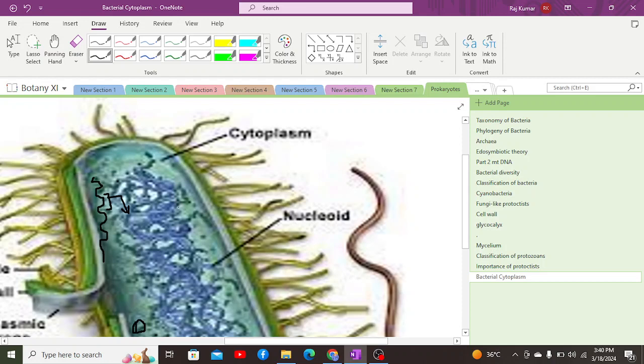Apart from which, small circular extra chromosomal material is also present.